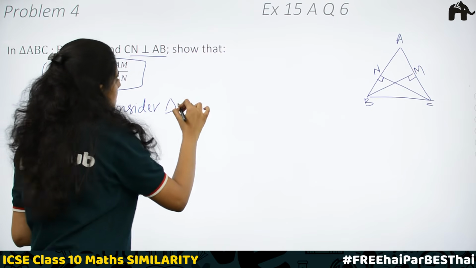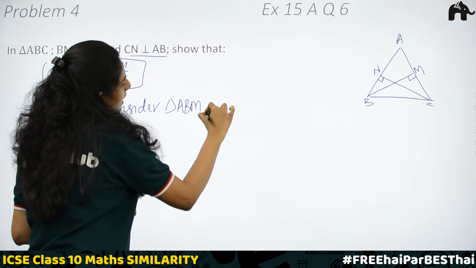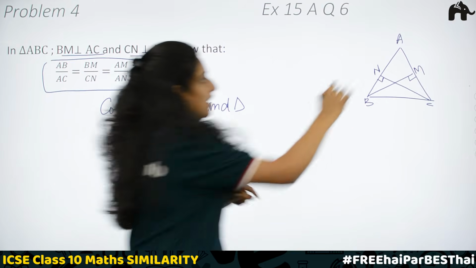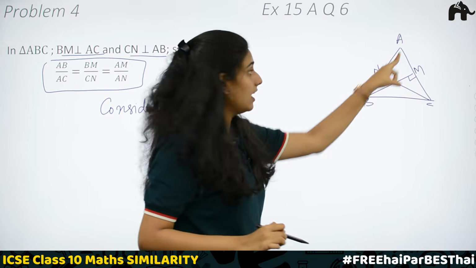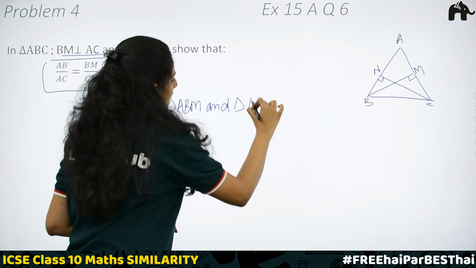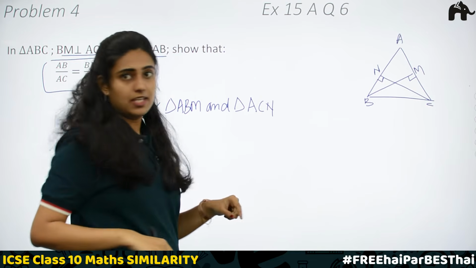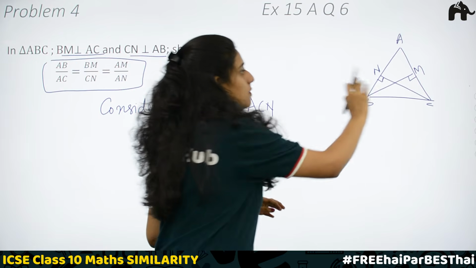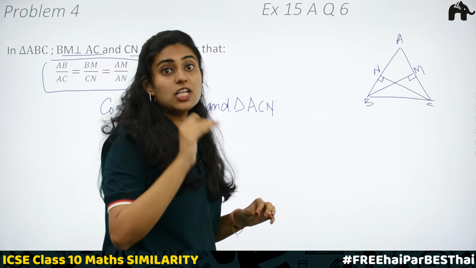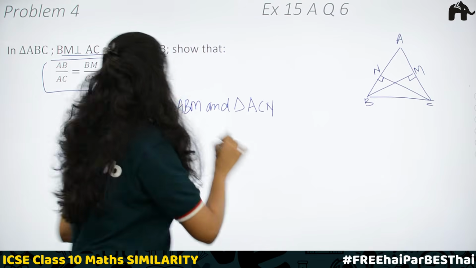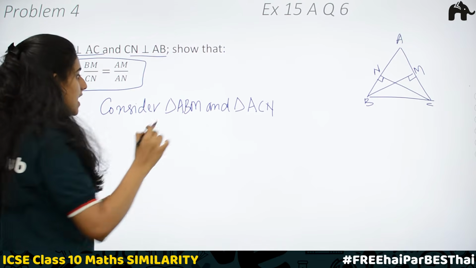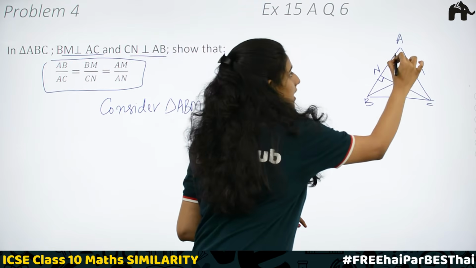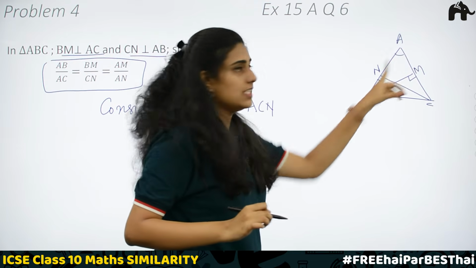Consider triangle ABM and triangle ACN. If we are able to prove these two triangles are similar, then the ratio of their corresponding sides will be equal. So we can prove this. Let us start. When you consider these two triangles, we have a common angle. This A is common to both these triangles.